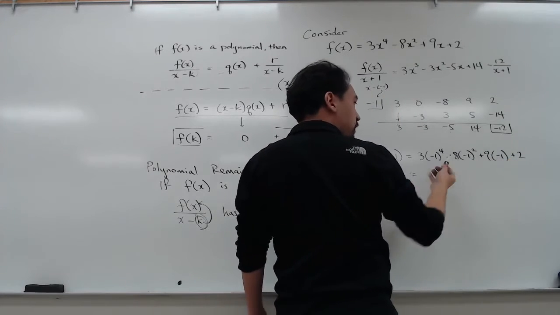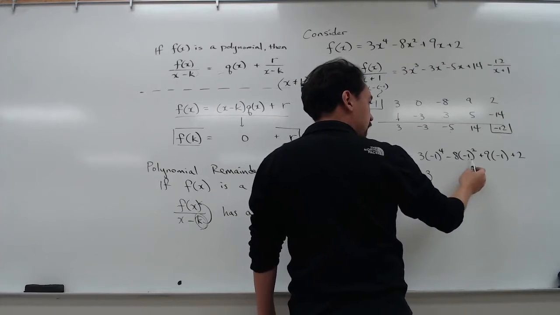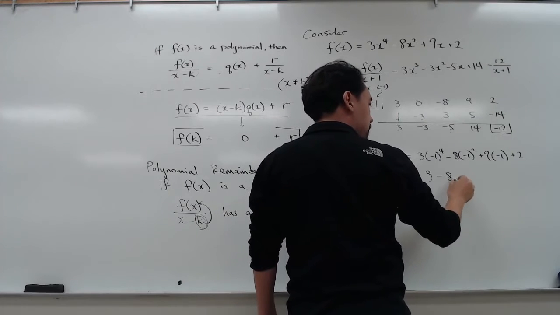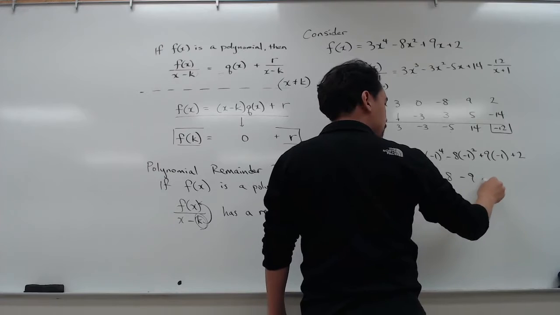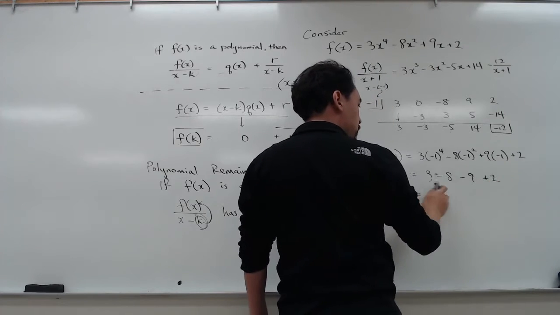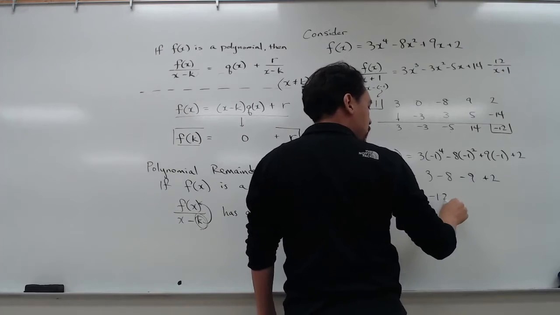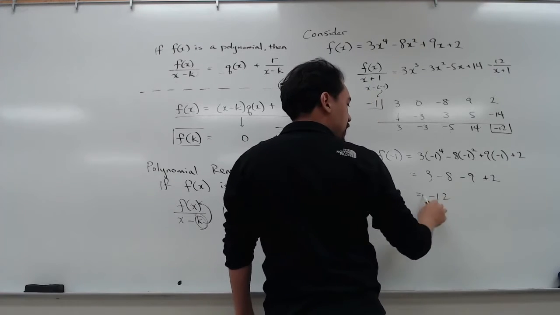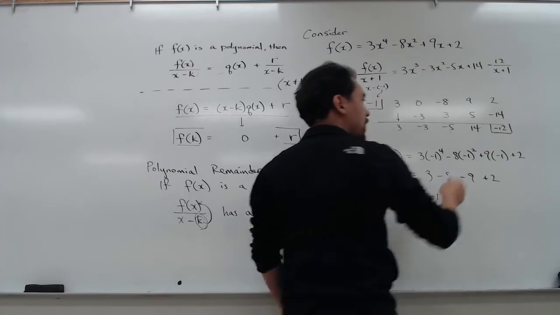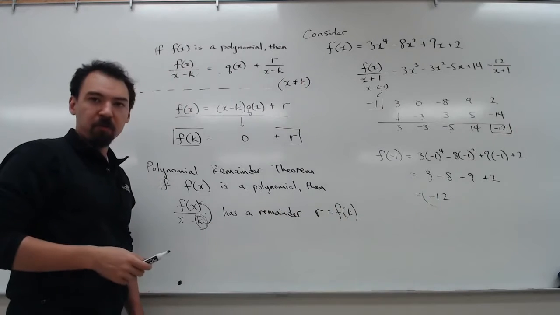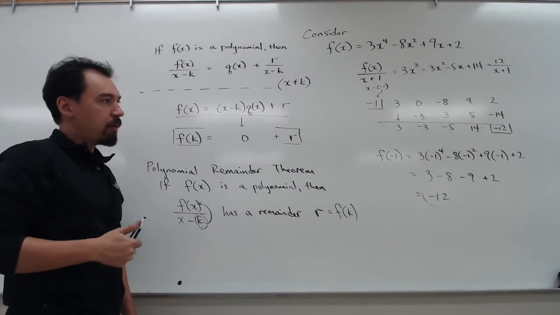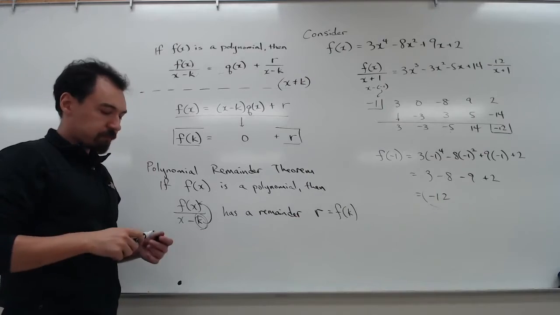So negative 1 to the 4th is 1, so it's going to be 3. And then negative 1 squared is 1, so that's going to be times negative 8. And then minus 9, and then plus 2. So this put together is 3 minus 8 is negative 5. Then that gives me negative 14, plus 2 is negative 12. So we have a match. This number matches this number. So far, polynomial remainder theorem, pretty good. Let's do one more.